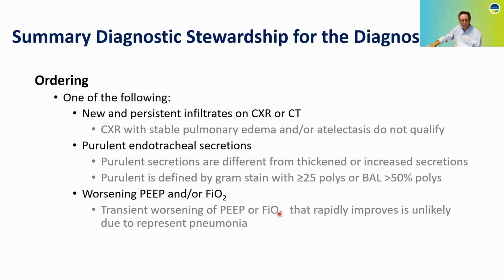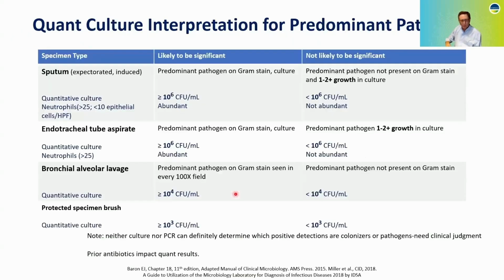And then worsening PEEP and or FiO2. Many of our patients have transient atelectasis. They get plugged, we suction them, we have to increase their FiO2 transiently, and then 4 to 5 hours later they're back down at their baseline. That's not what we talk about in terms of persistent worsening. If it's transient, it rarely represents pneumonia. So we look at persistent infiltrates, not pulmonary edema or atelectasis. We look at purulent endotracheal secretions, and we look at consistent worsening of PEEP and or FiO2, not transient, as indications that we should order a lower respiratory specimen.